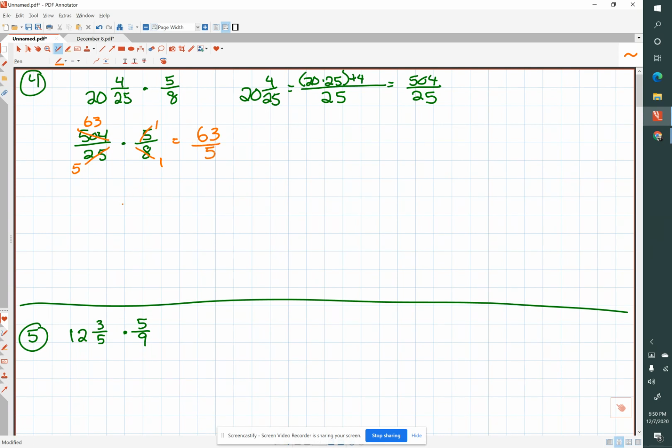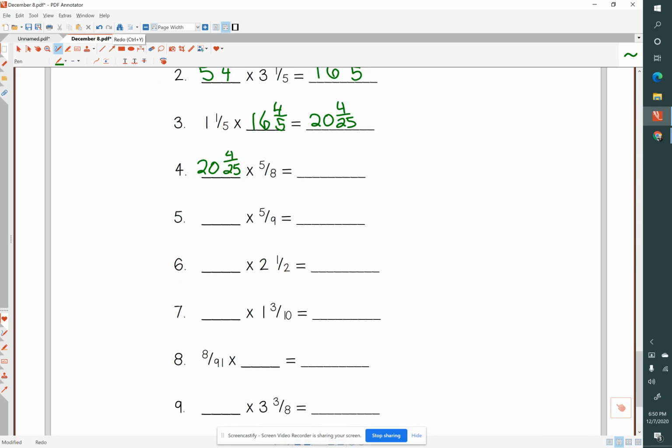And if we divide 63 by 5, five times 2 is 10. We have 3/5 left over. That equals 12 3/5. So number 4, 12 3/5.